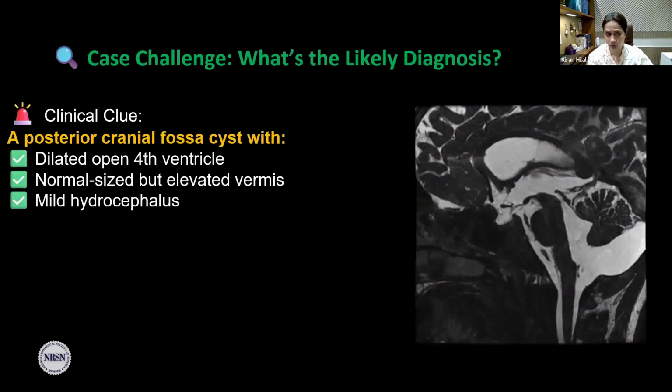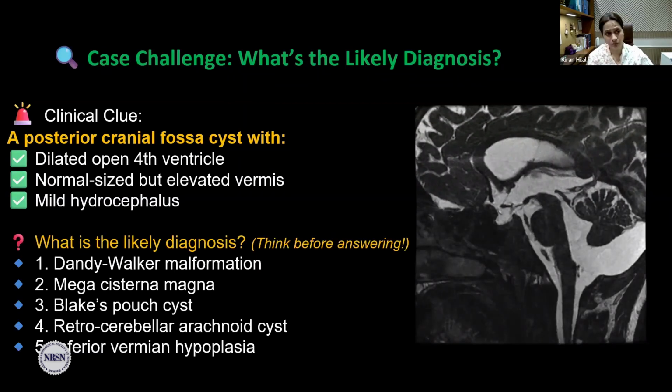And now my fourth question is going to be this challenging case. So let's see this case. The clinical clue is that this child presented with an enlarged head. What we are seeing in the imaging is a mid-sagittal T2 MRI. We are seeing a dilated fourth ventricle, which is communicating with a large cyst in the posterior cranial fossa, as I hope you can see my arrow. And then you can see the vermis, which is here; it is slightly elevated, but it is normally formed. This is associated with mild hydrocephalus. So these are all the clues available on imaging.